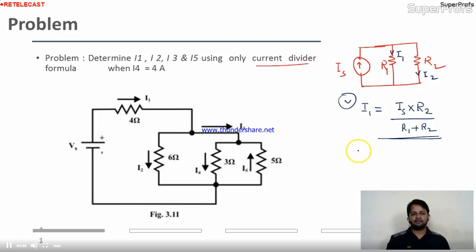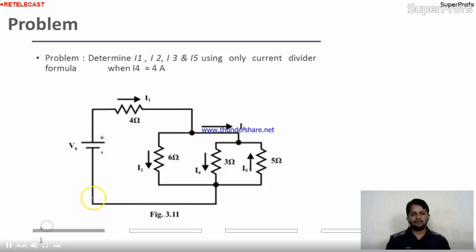Is it okay to you? And I4 is given to you people. And you have to calculate the different currents, I1, I2, I3 and I5. So how to find this? We'll apply the simple current division formula. According to the formula, the value of I4 is the source current. What is the source current? I1 is the source current. Fine. Multiply with the opposite branch resistance.